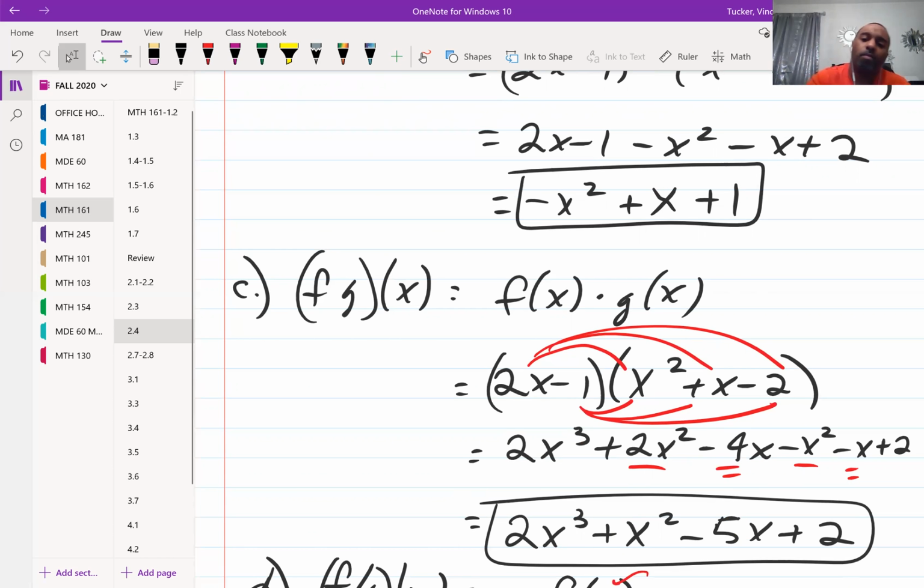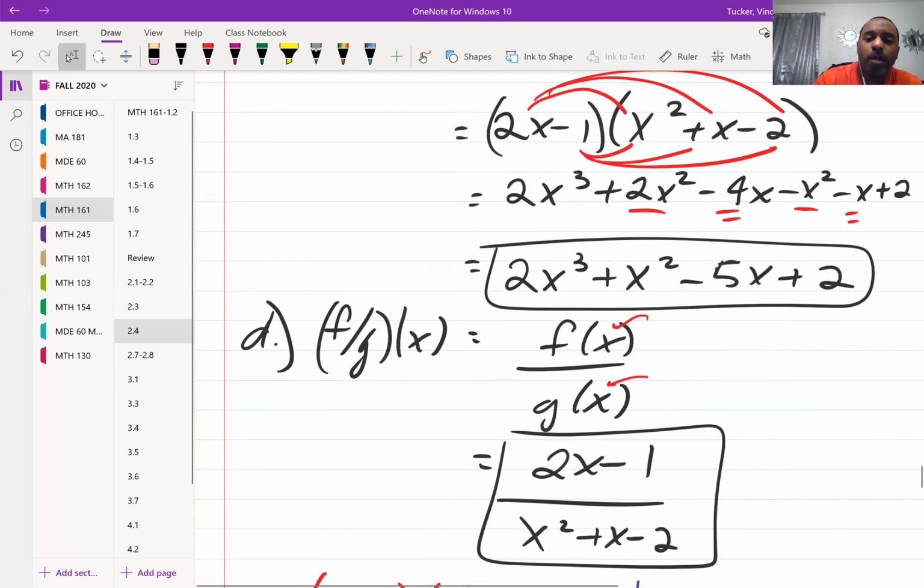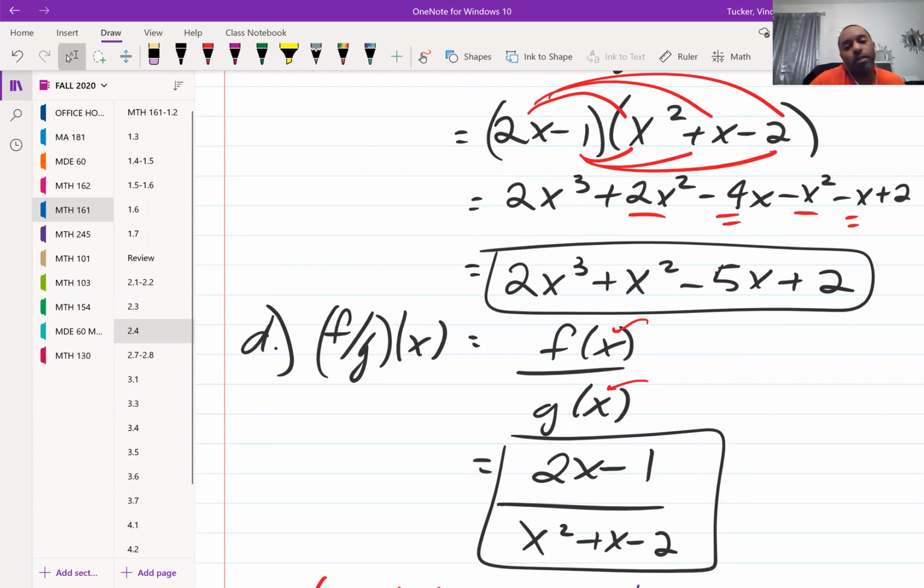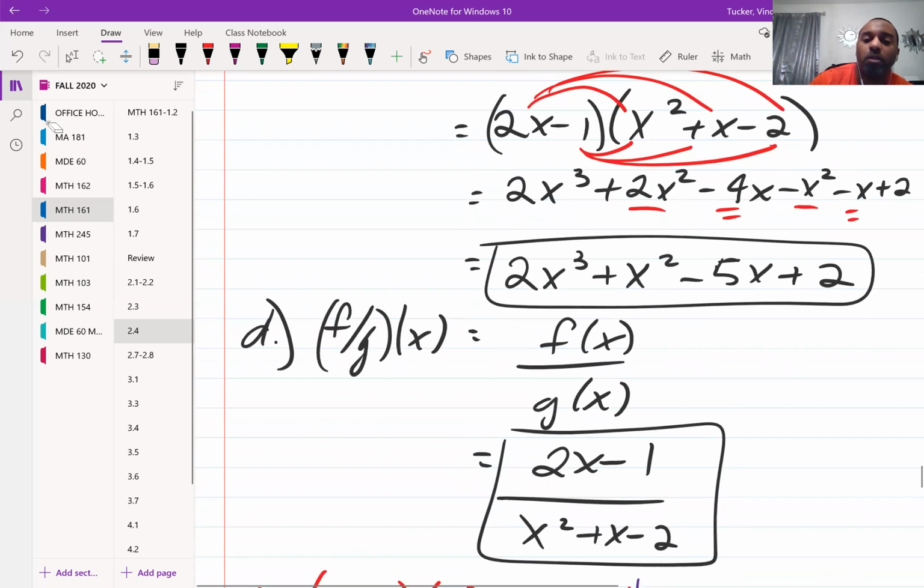All right. And last one like this, f over g of x. So you just take the functions, take f of x and place it over g of x. And if they could simplify, then you would, but there's nothing that can be done in this case. So it'll just be 2x minus 1 over x squared plus x minus 2. Any questions?